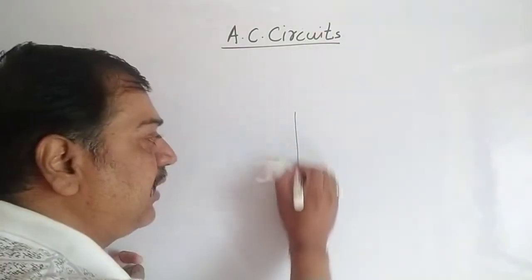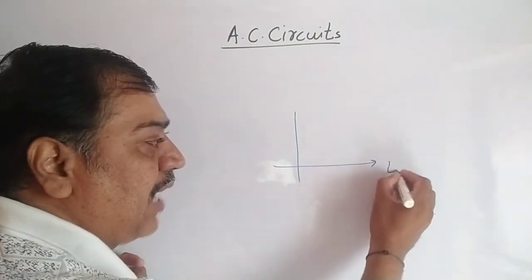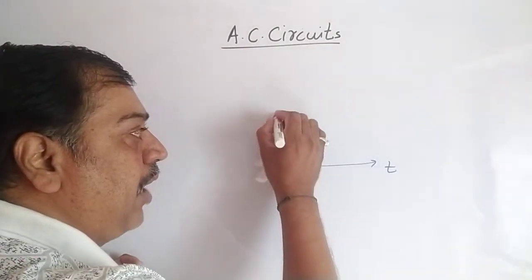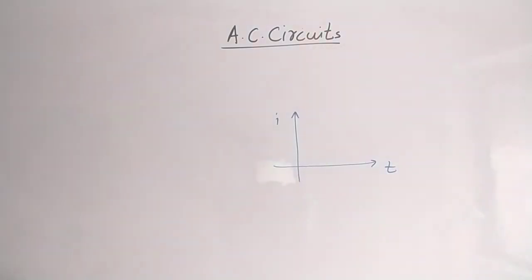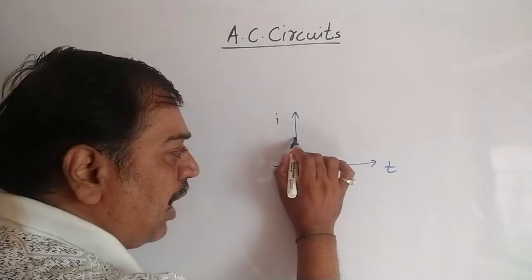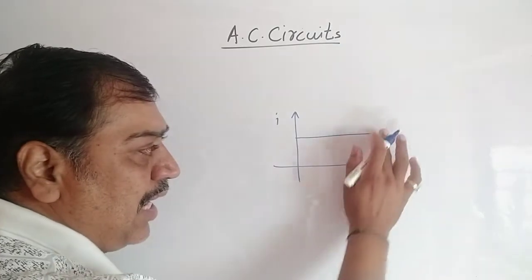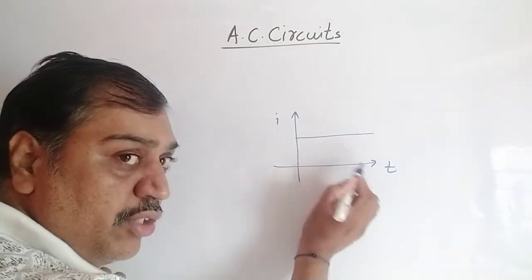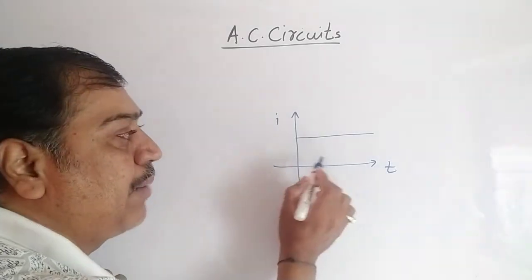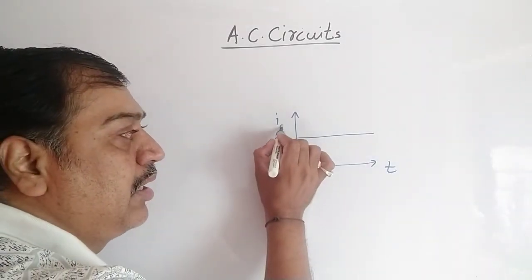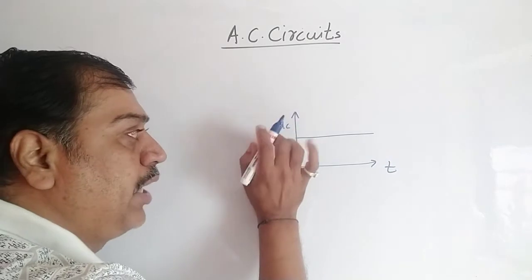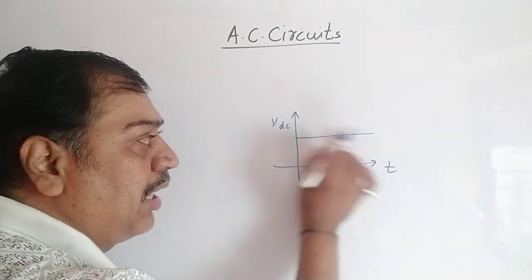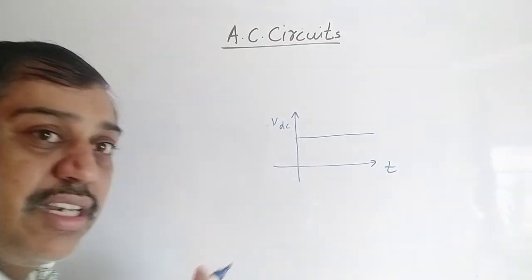What about DC? So these are the two axes again. This is the time and this is, suppose, current I we have taken. In this situation, current is not changing with time. It remains constant, exactly parallel to the x-axis. That type of current is said to be DC current. If it is a voltage, again not changing with time, then that is said to be DC voltage.